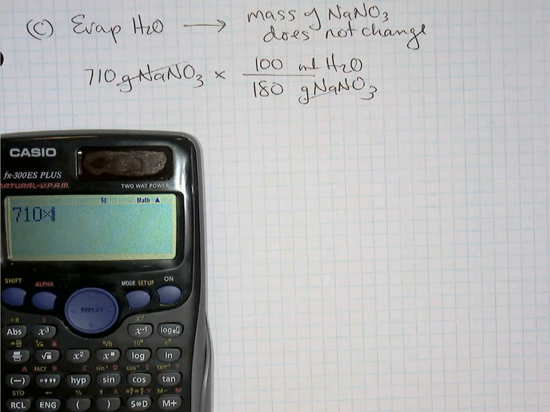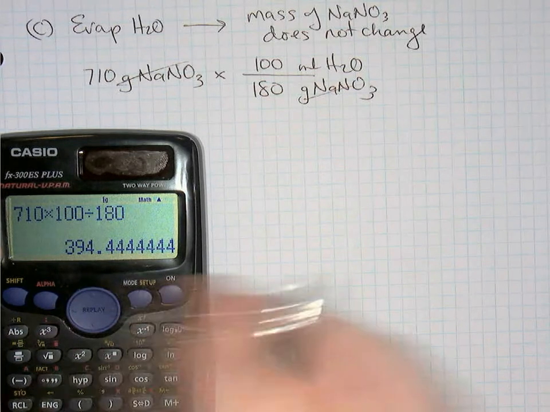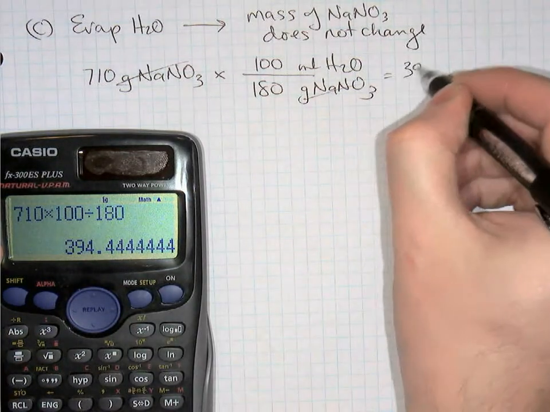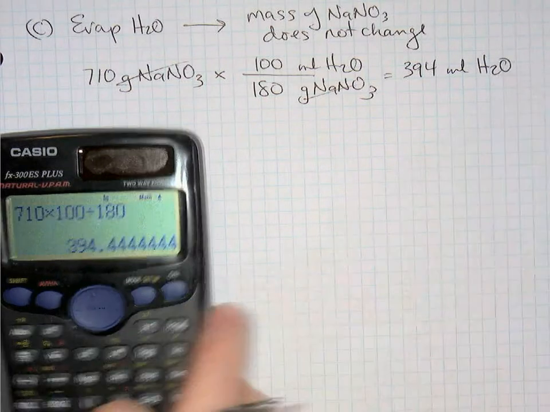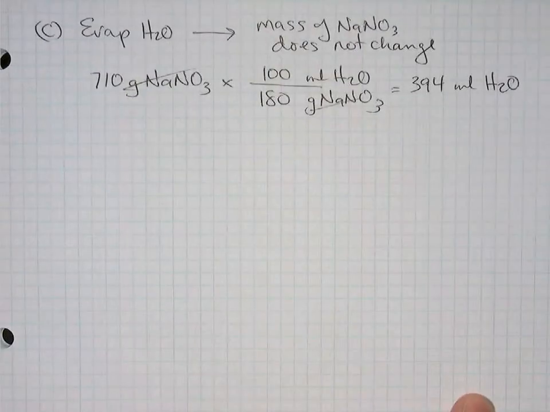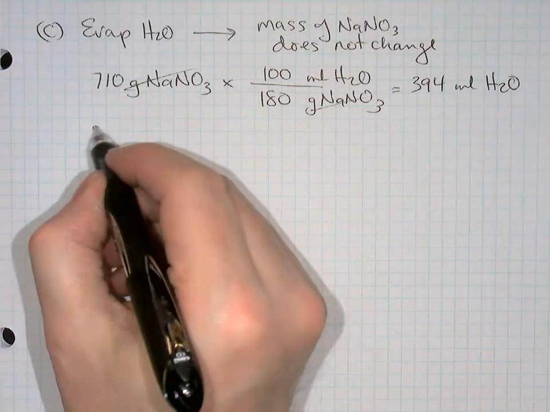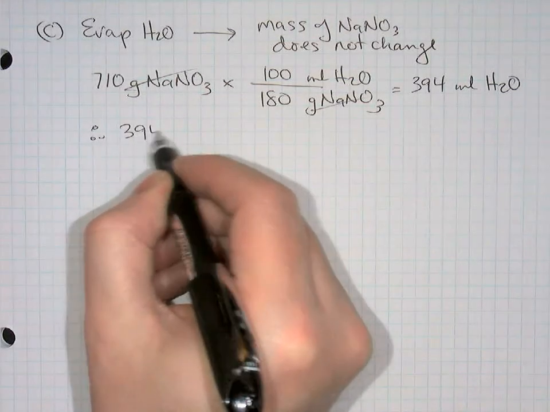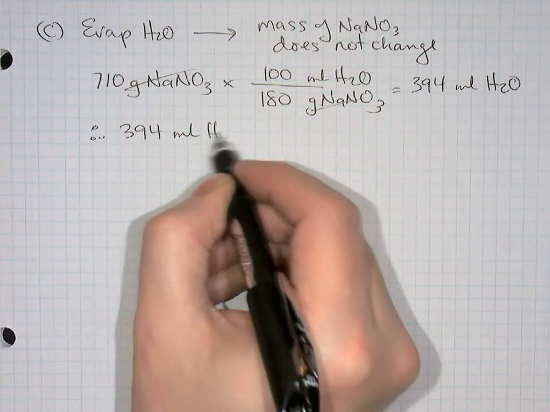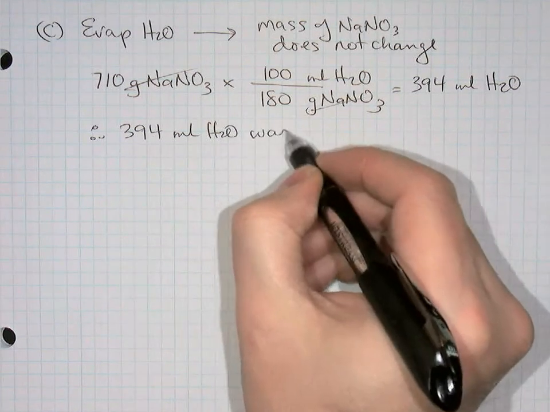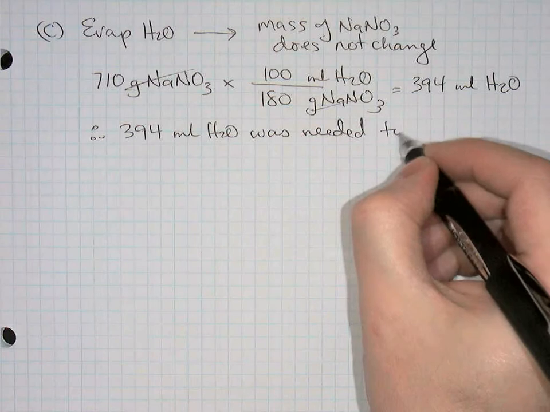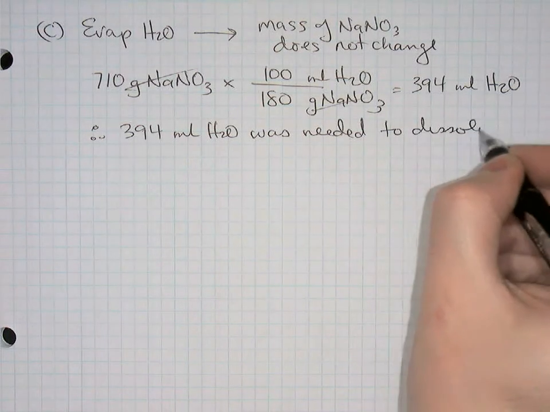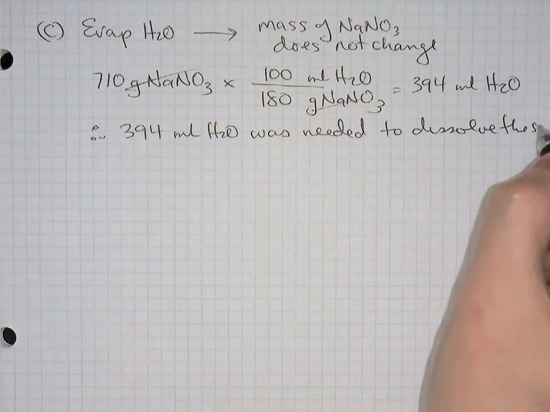So 710 times 100 and divide by 180, what exactly does this number, 394 mils of water, represent? Well, that's where the little statement helps, right? So therefore, 394 milliliters of water was required to dissolve the salt.